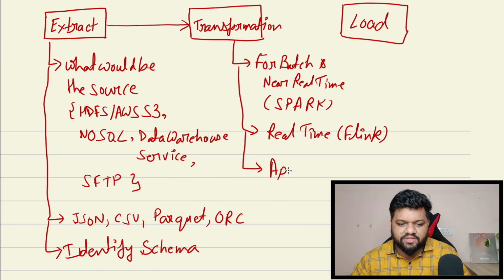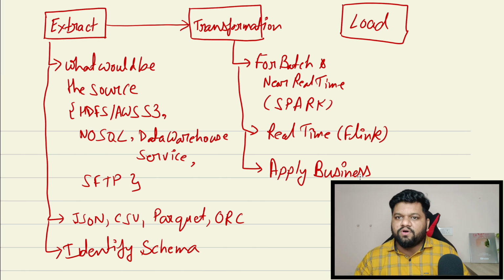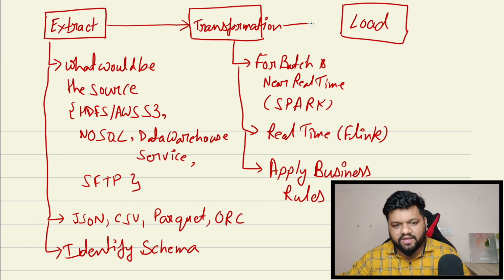The next thing is applying business rules. Applying business rules is nothing but this: whatever problem statements you have got from the business teams, and now that you are aware of the data source, just read those data sets in your application and apply those business rules so that your data can be transformed. So once the transformation part is done, the next phase will be the load part.